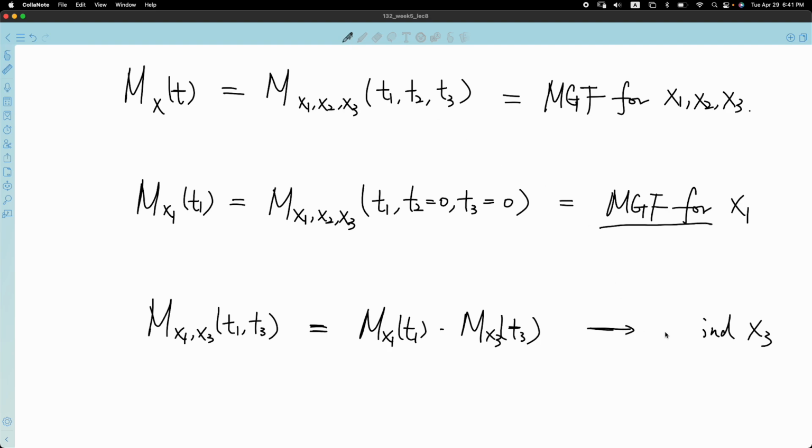So one way to check if any sub-elements in your vector x1, x2, x3 are independent is to use this equal sign. If they're equal, then, you know how to get this by setting t2 equal to 0. You know how to get this by setting t2, t3 equal to 0. You know how to get this by setting t1 and t2 equal to 0. So if this equation still holds, x1 and x3 are independent, and you can make the conclusion there.